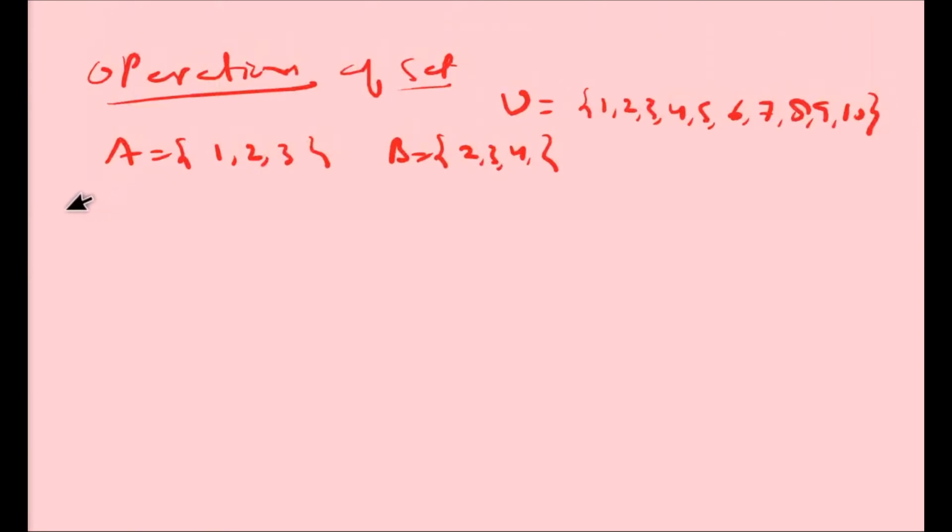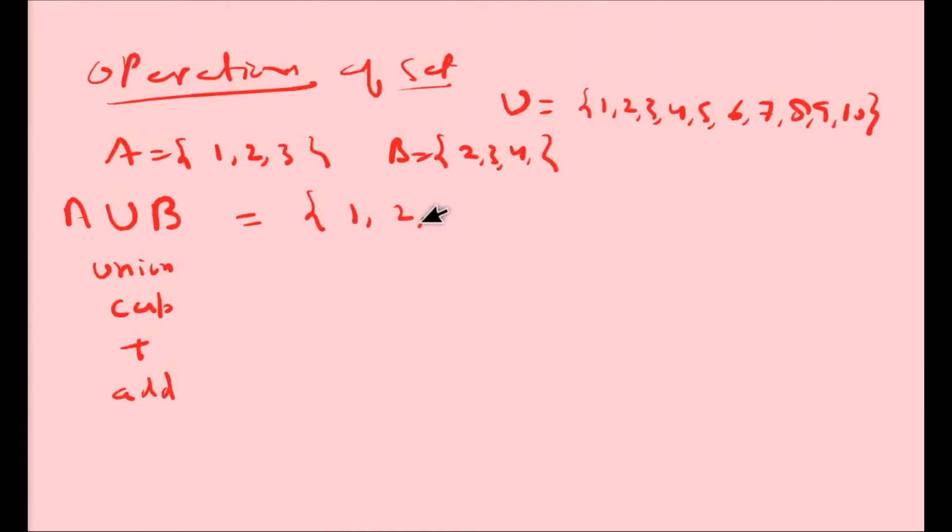Now first, this symbol used between A and B is known as union or cup. It means plus, add. So you can add all the members: 1, 2, 3, and here is also 2, 3. We will not repeat them, so this is 4. So A union B means add all the members.